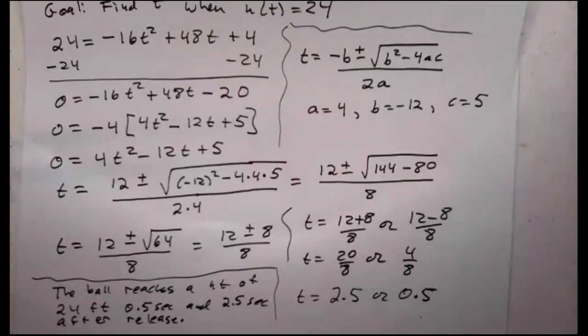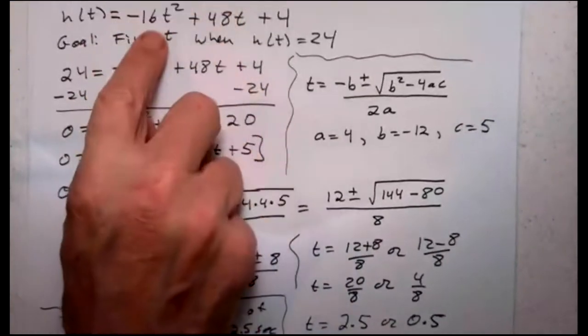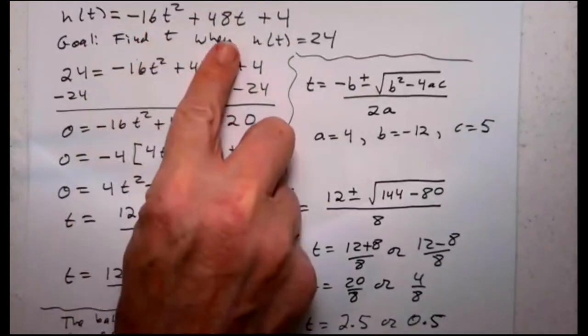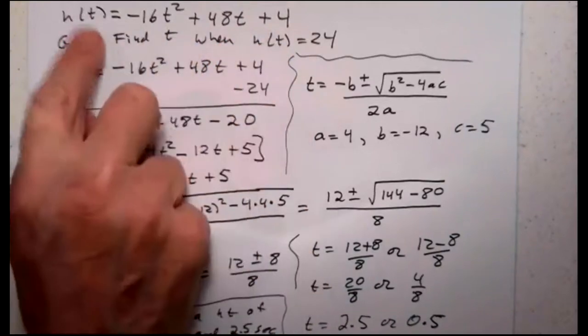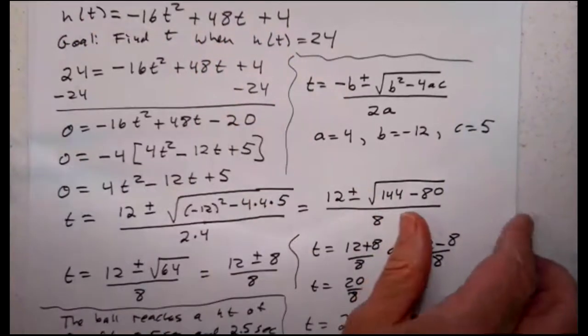Now, our next question is, when does the ball hit the ground? So what would the height have to be? Remember, here's our formula. Right, h of t is negative 16t squared plus 48t plus 4. When does it hit the ground? It hits the ground when height is 0.